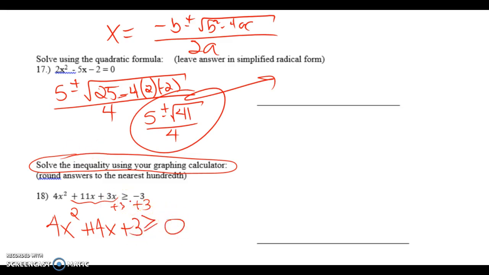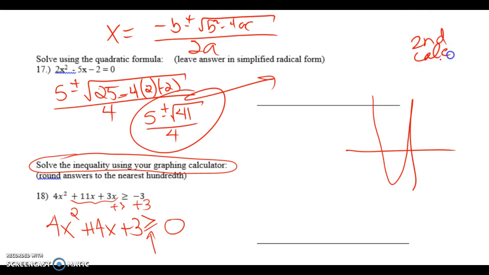So if we go to our calculator and we put it in, we get 4x squared plus 14x plus 3. Now I'm graphing the boundary condition, right? And this thing, I don't have to sketch it, but I'm going to. What you end up with is something that looks like this. So I'm going to use my second calc 0 function on the calculator to find those points. That's why we learned how to do this.